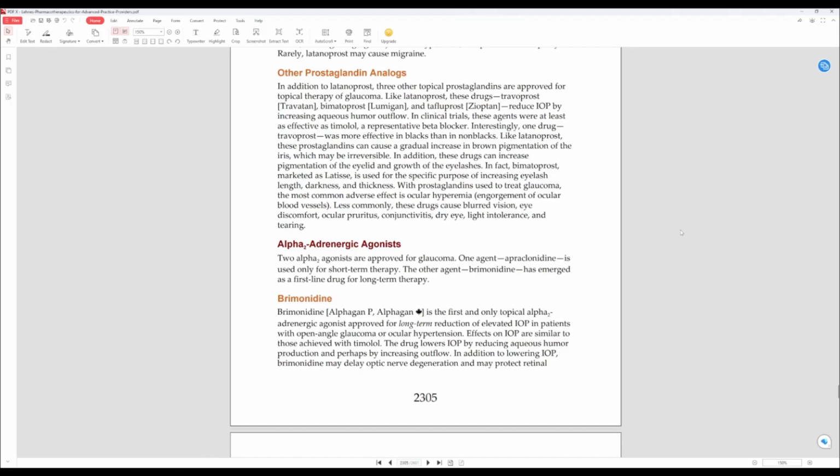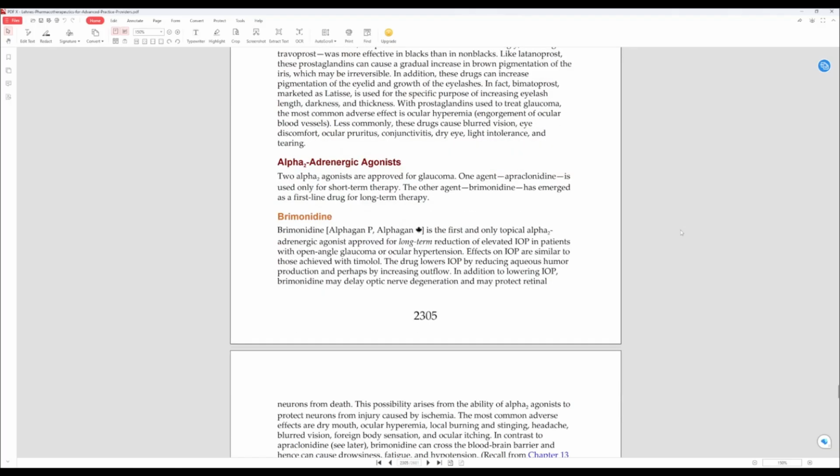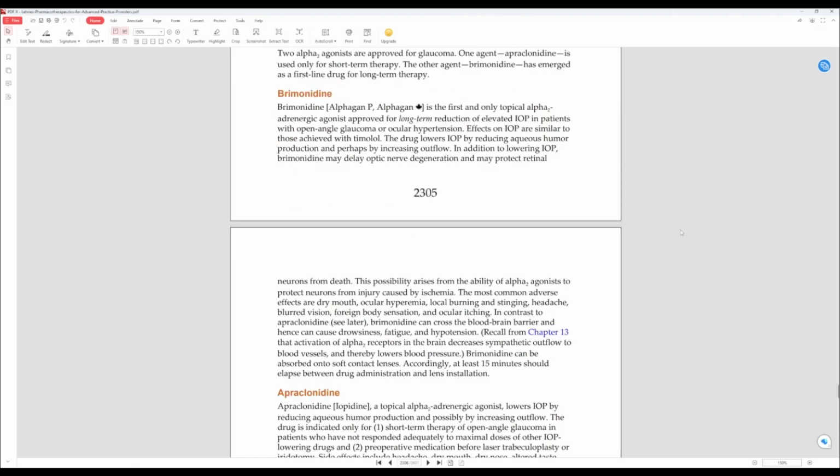Which brings us now to the alpha-2 adrenergic agonists. Alpha-2 agonists are approved for glaucoma. One agent, apraclonidine, is used only for short-term therapy. Of the other agents, brimonidine has emerged as a first-line drug for long-term therapy, which is what we'll be talking about specifically. Brimonidine, also known as Alphagan P, is the first and only topical alpha-2 adrenergic agonist approved for long-term therapy in the reduction of elevated IOP in patients with open-angle glaucoma or ocular hypertension.